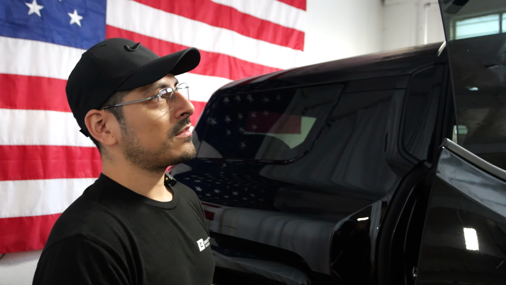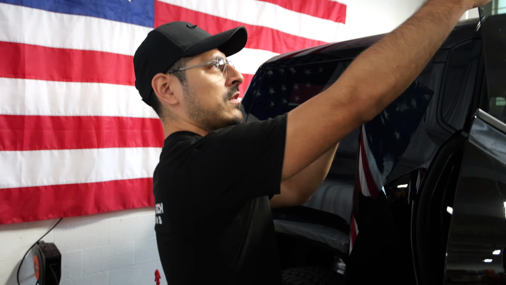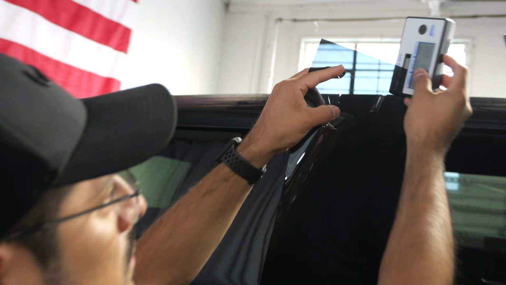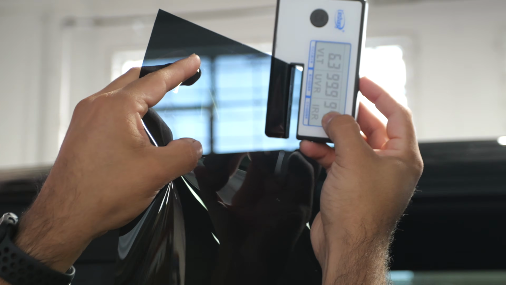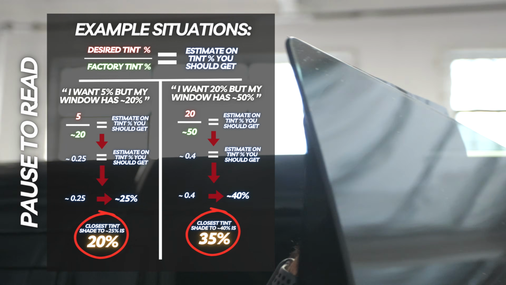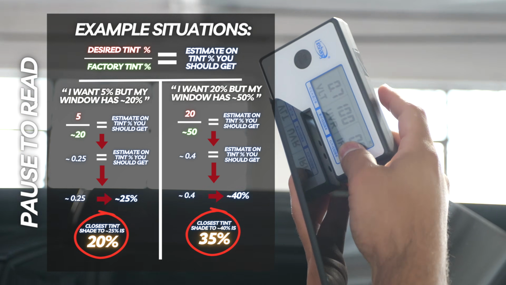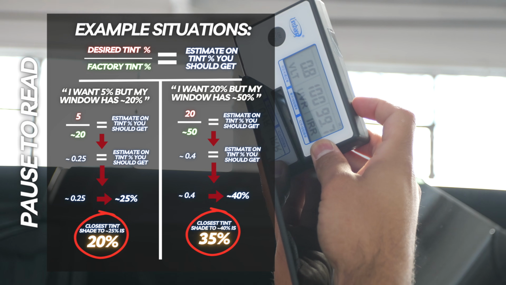So let's say that right now, it's 13%. Let's say you do purchase a 5% film. So this one, it's roughly around 5%, 6%. Let's say you do purchase it, place it together. When you have the film installed onto the glass, it'll be roughly 0.8.